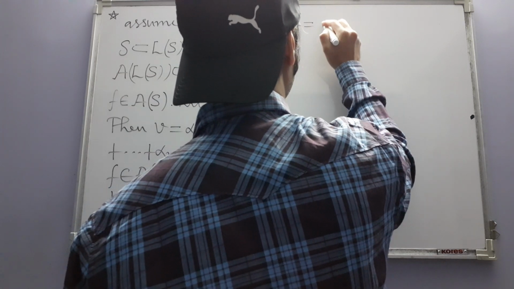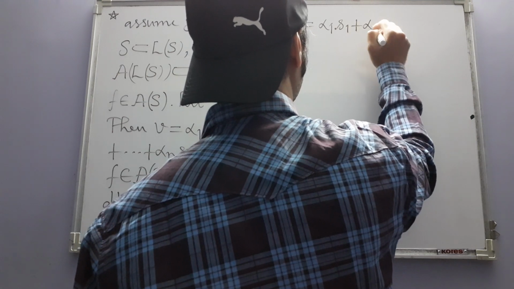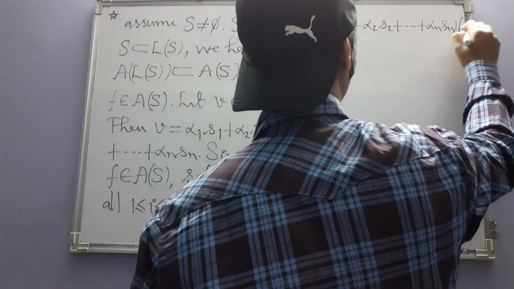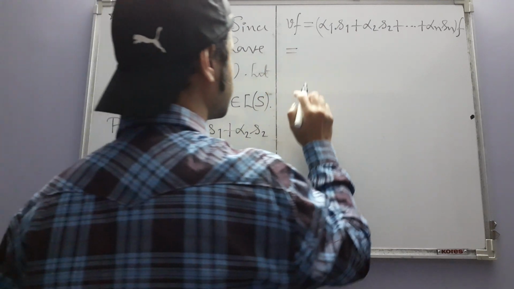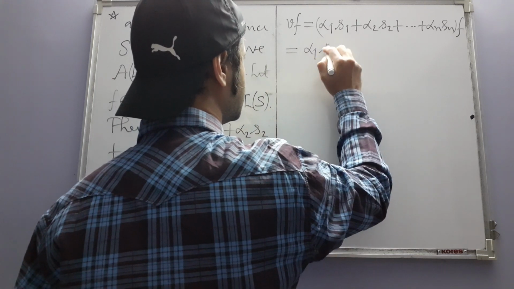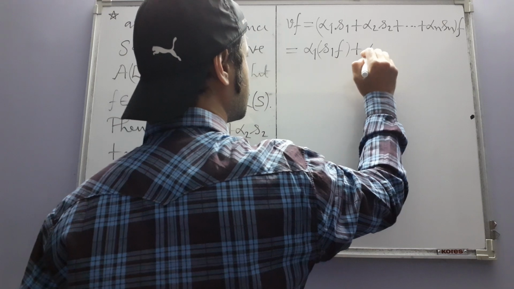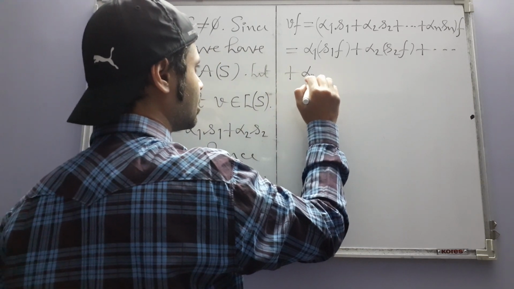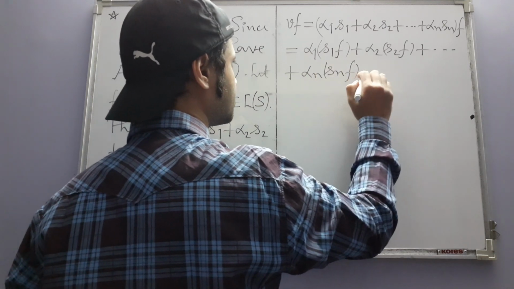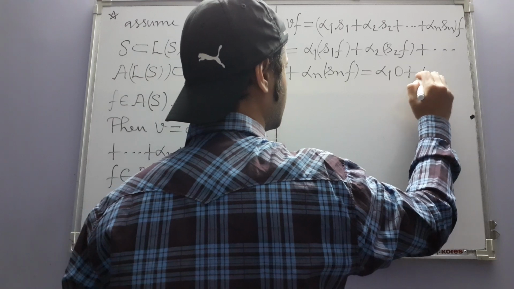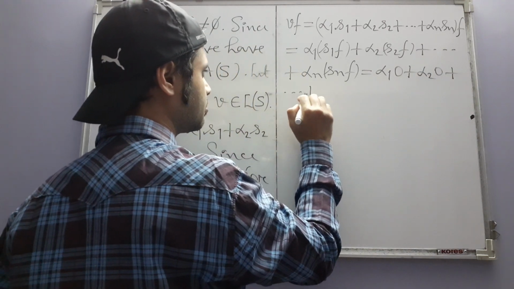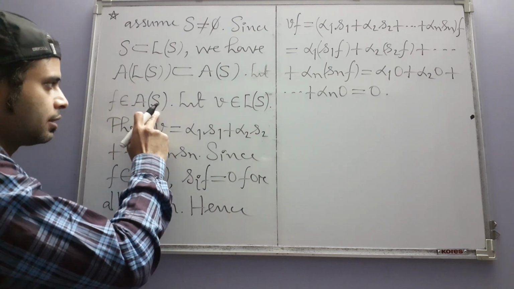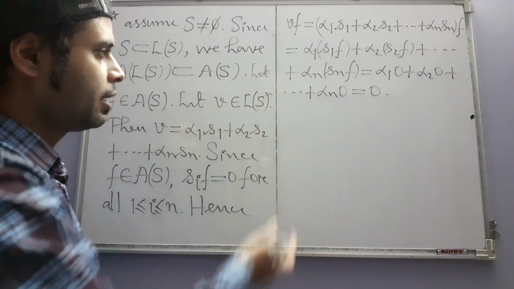Hence, VF is alpha 1 S1 plus alpha 2 S2 and so on plus alpha n Sn, all under F. Because F is after all a linear transformation, a vector space homomorphism, we get alpha 1 S1F plus alpha 2 S2F plus alpha n SnF, and these are all equal to the 0 vector in V. This is 0. So just like F makes the entire S vanish, it also makes the entire L of S vanish.